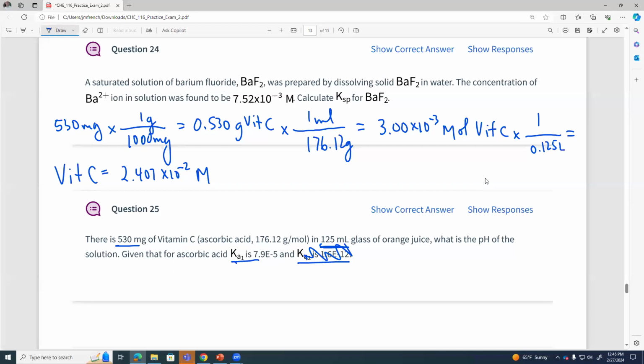How can we find the pH now that we have our concentration of our weak acid vitamin C? Someone other than Carly or Matt. Yeah, Abby. Is this a strong acid though? If it was a strong acid, yeah, the negative log would give us our pH. For vitamin C, they give us a Ka. This is a weak acid.